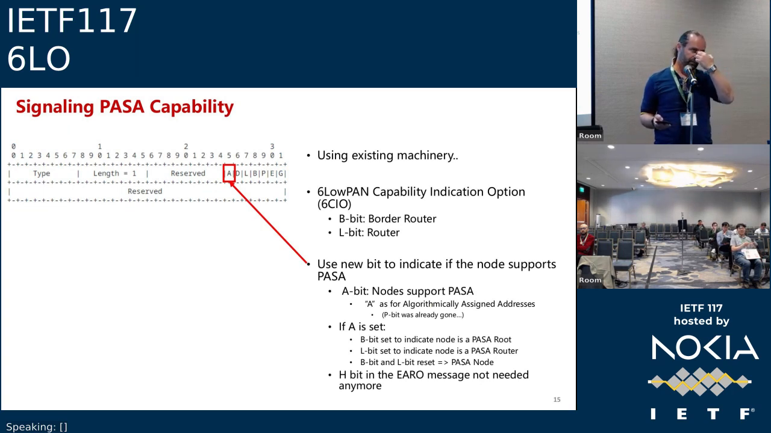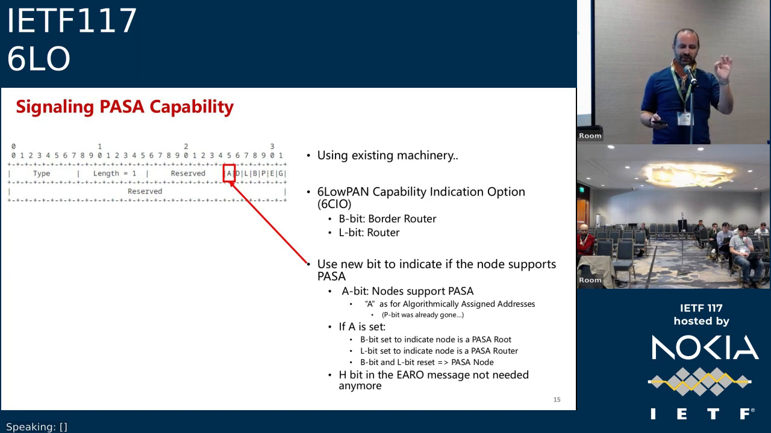Instead of using the P bit in the ERO option, we can actually use the 6LO capability indication option. There are a few bits already allocated. We propose to use another one. There are already 2 bits that are used to indicate whether or not the node is a router and whether or not it's a border router. We add another address field bit to indicate whether or not we support PASA.